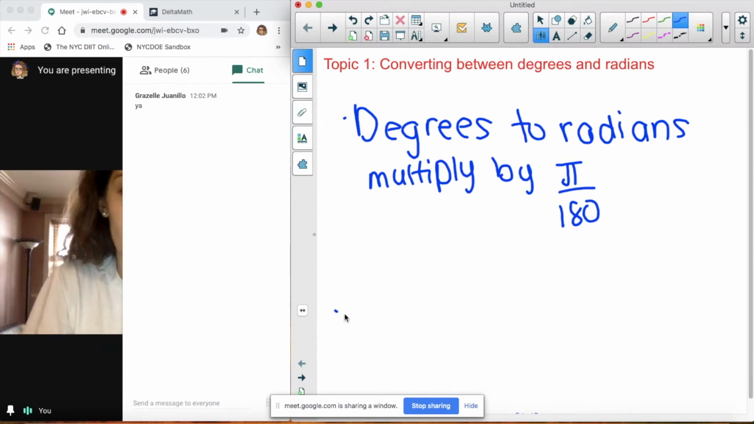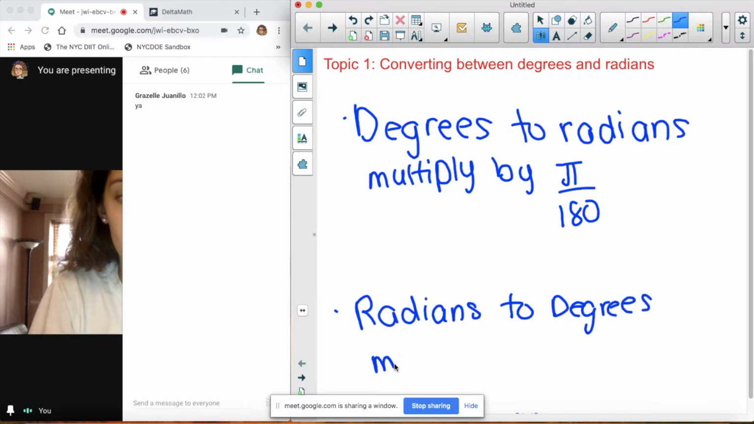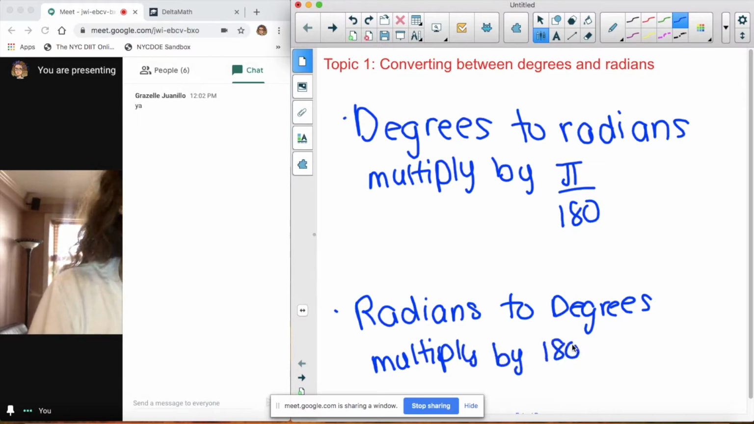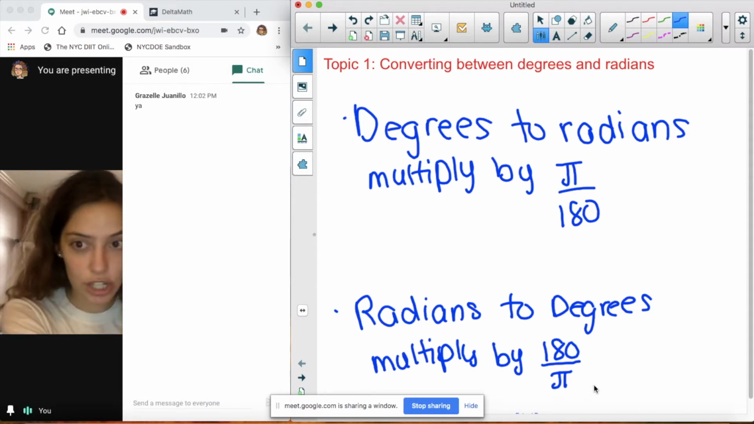So to go then from radians to degrees, you have to multiply by 180 over pi. So it's the flip of this fraction there. So we're going to do an example of each. If you have any questions, just type it in the chat.